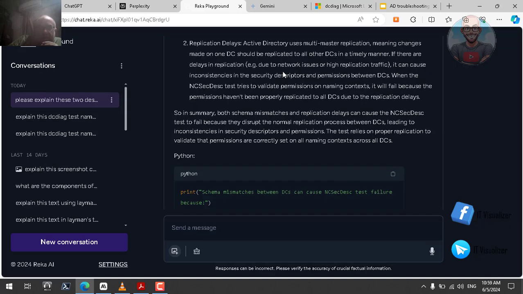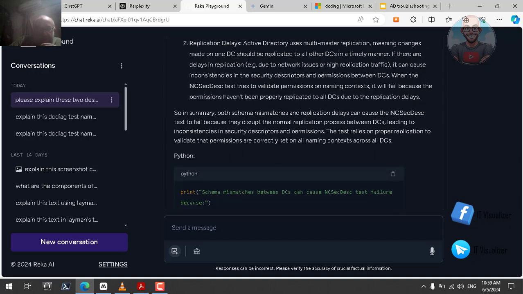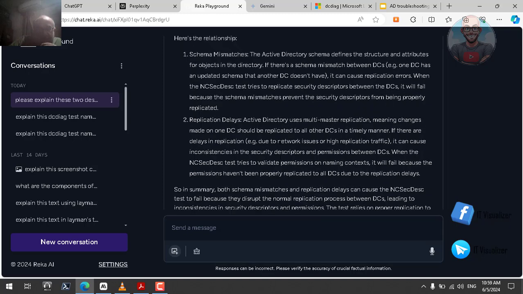Here it is relating the replication, because if the replication is not done correctly, the schema will not be the same on all domain controllers, and the security groups will not be the same on all of the domain controllers. So the replication is a very, very vital process for this test to succeed. Okay, so anyway, you can see here the answer, or why they are related to each other.